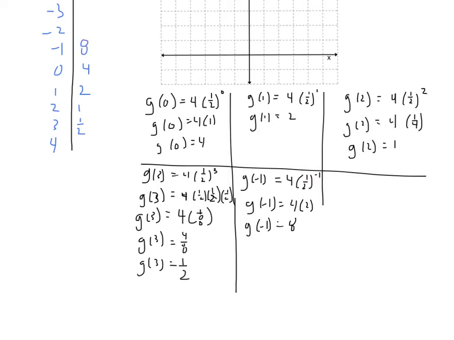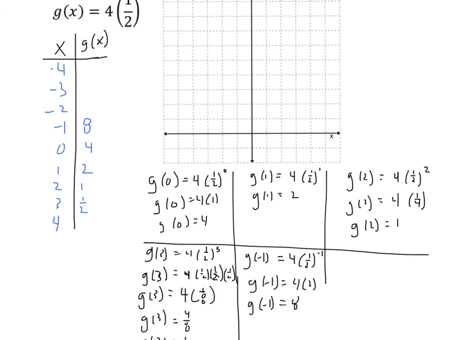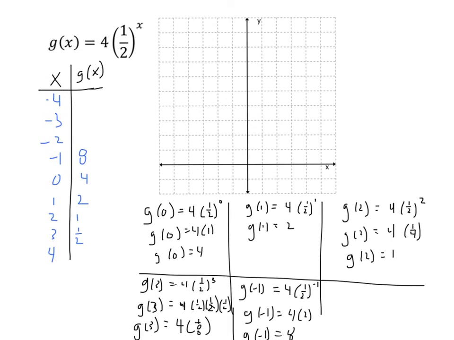All right, I've done enough here. I would like you to finish the table. Do one more positive one when you input 4, and then do the negative inputs, -2, -3, -4. Let's see what you get. Go ahead and pause and do that.